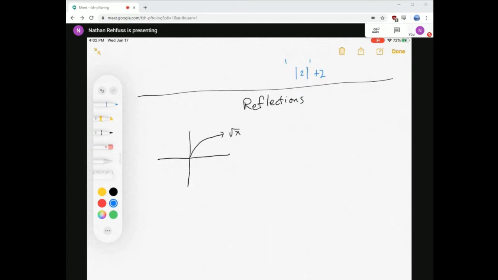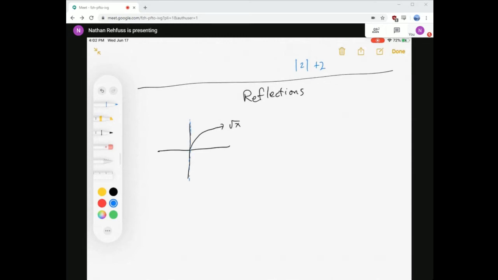I could put a mirror right here and look at the image of this graph in the mirror. What that would give me is this reflection here. That's called a horizontal flip.